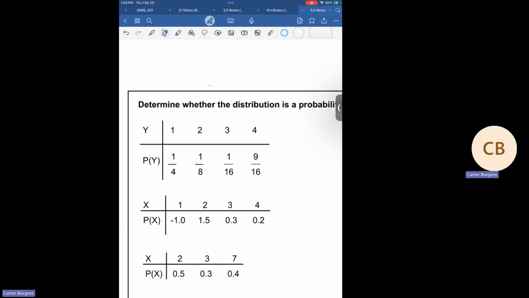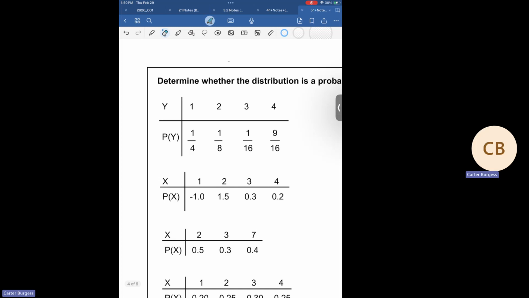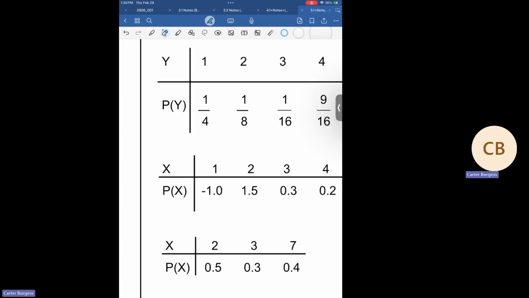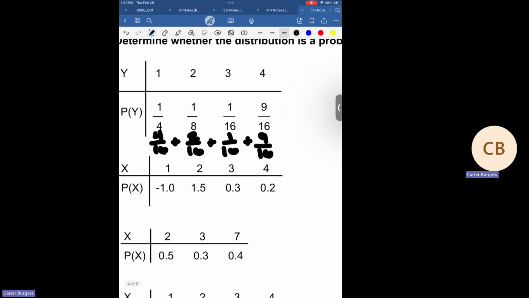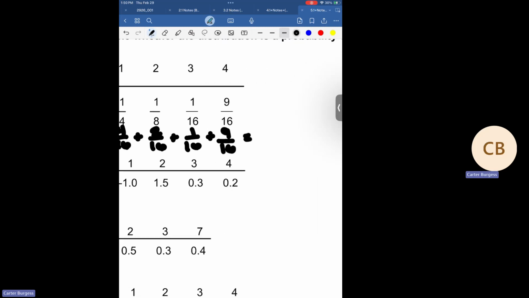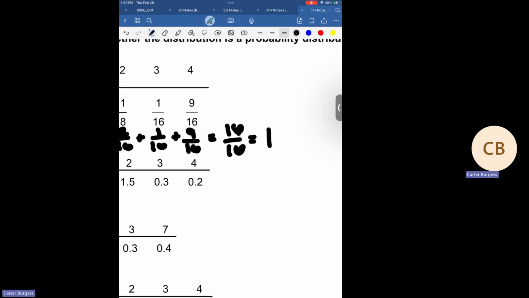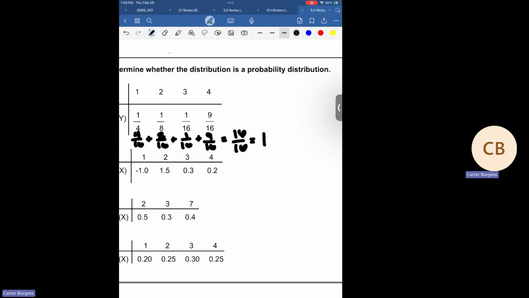Okay, we could plug that into our calculator. Sure, it might take a little while because it's a bunch of fractions. We could also think of 1/4 as being like 4/16. And what would 1/8 be? 2/16, 1/16, and then like 9/16. 4 plus 2 plus 1 plus 9. 1 plus 9 is 10. 2 plus 4 is 6. So this would be 16 out of 16, which is equal to 1. And so does this fit the bill for a PDF? Yeah, this could be a PDF.